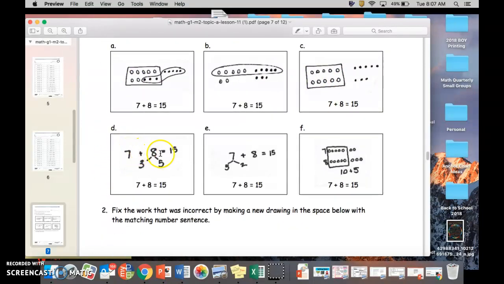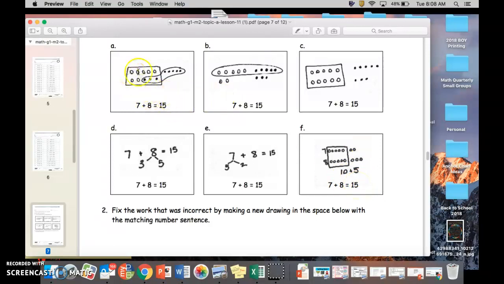Indeed, they have 7 plus 8 equals 15. Looks like they turned the 7 into a 10 here, and they have 5 left over to make 15. This one, they turned the 8 into a 10 with this 2, and then they added the 5 more. This one, they have 7 and 8, they took their 2 5s to make that 10, and there are 5 left over, and it does get me to 15.